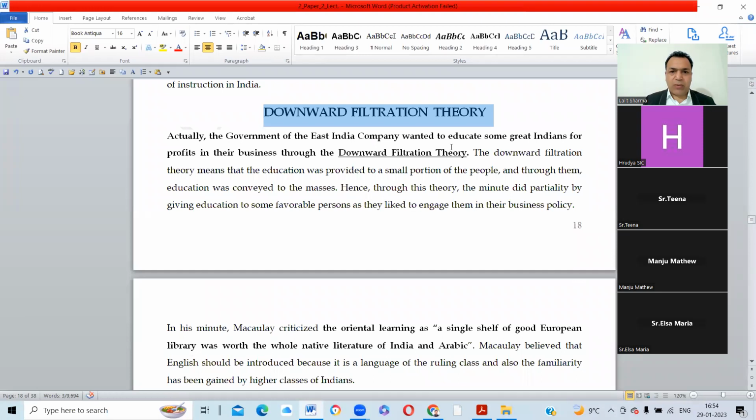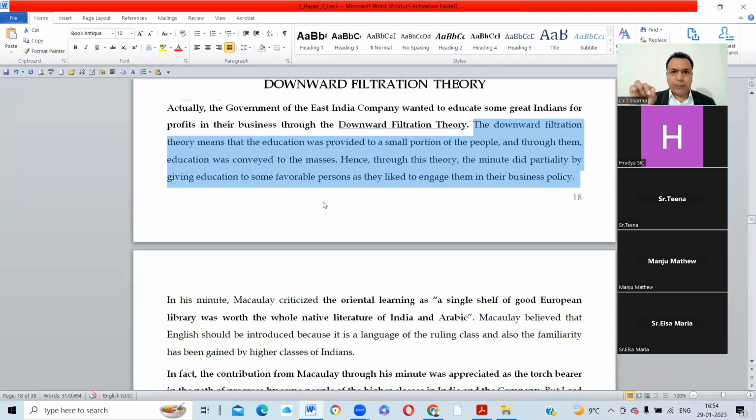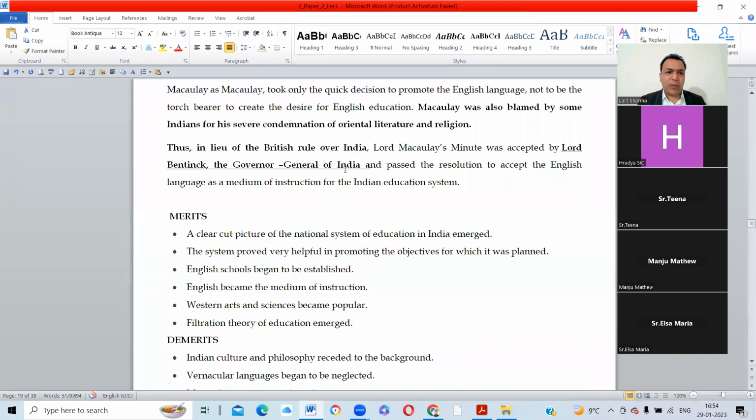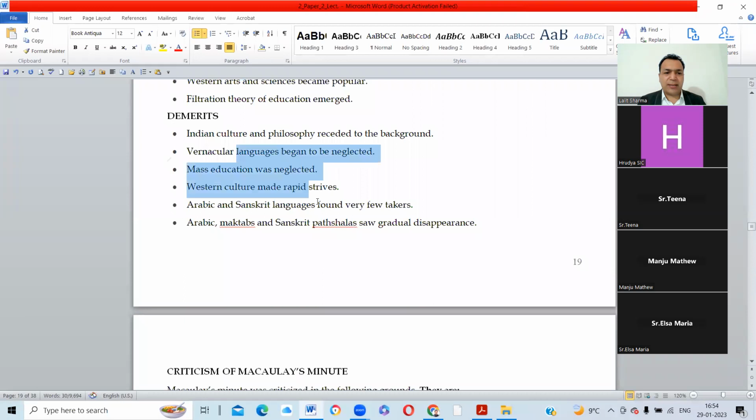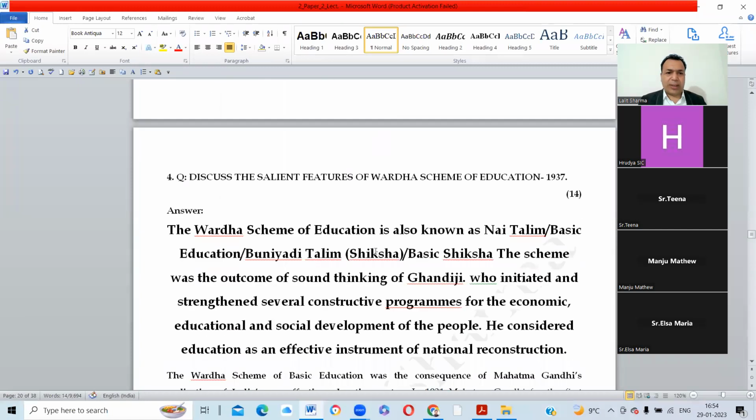So what was the downward filtration theory? The downward filtration theory means that education was provided to a small portion of the people, and through them education was conveyed to the masses. Hence, through this theory, the Minute partially gave education to some favorable persons as they liked, to engage them in their business policy. This is the downward filtration theory. Rest, guys, you can learn by yourself. I'll send you some merits, demerits, and lastly criticism and conclusion. So this is the full-fledged answer on the Macaulay Minute.